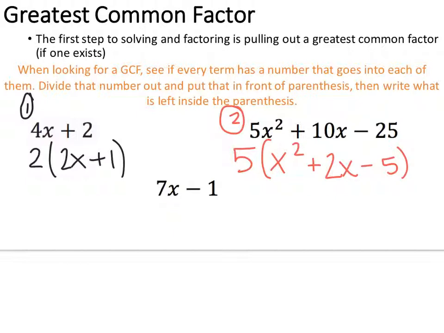On this third problem, 7x minus 1, the biggest number that 7 and 1 both have in common is just 1. Since 1 is not going to change my answer at all, I can pretty much just say there's no GCF. There's no way I can simplify that problem and pull anything out of it that will change it.